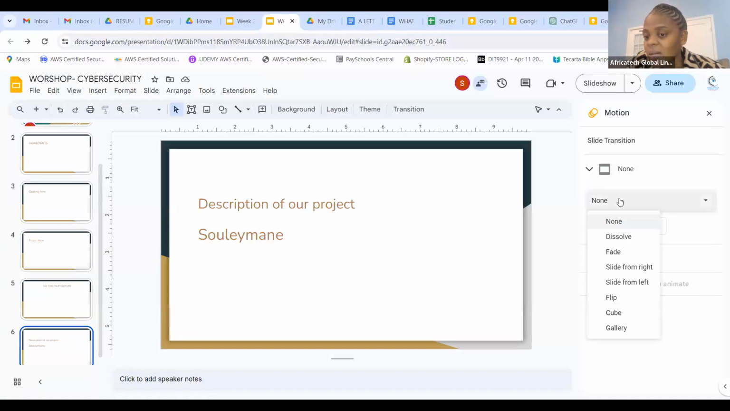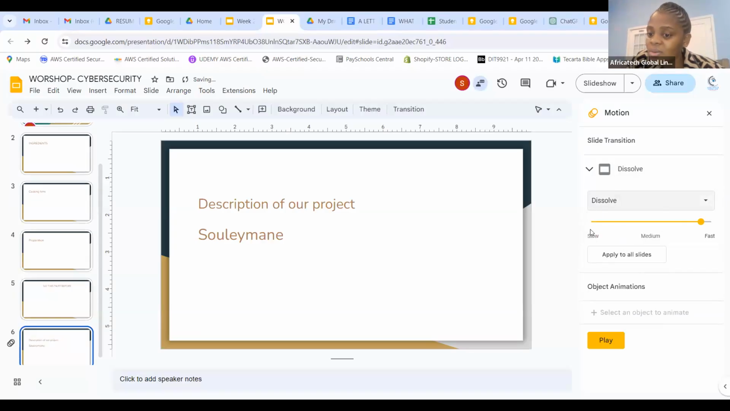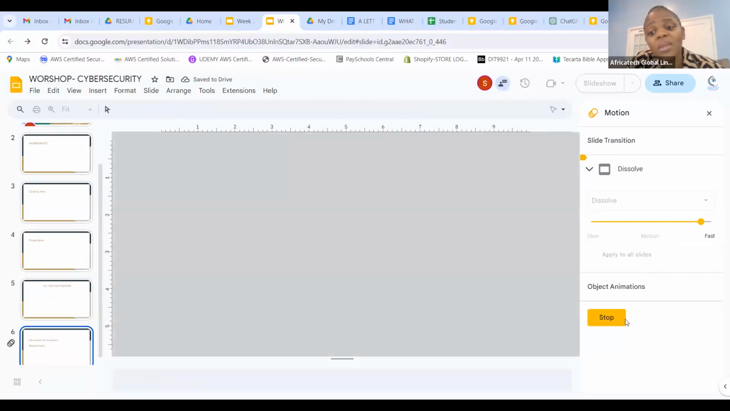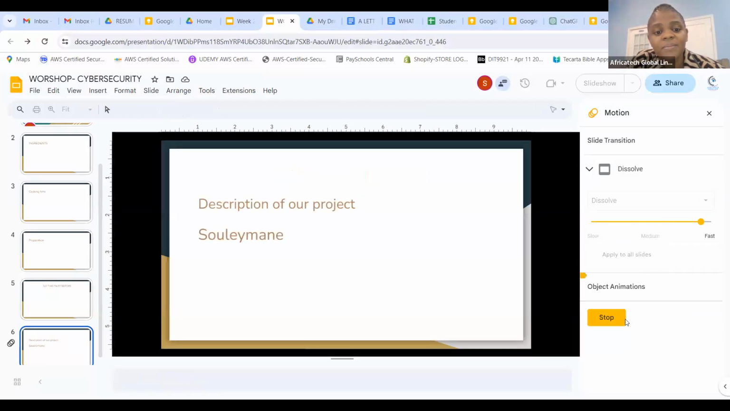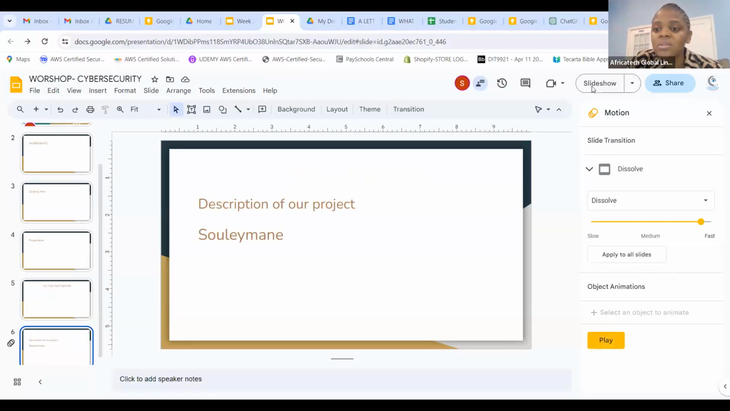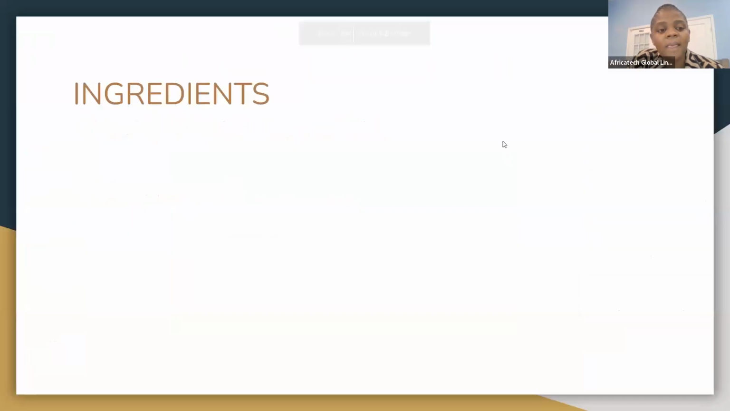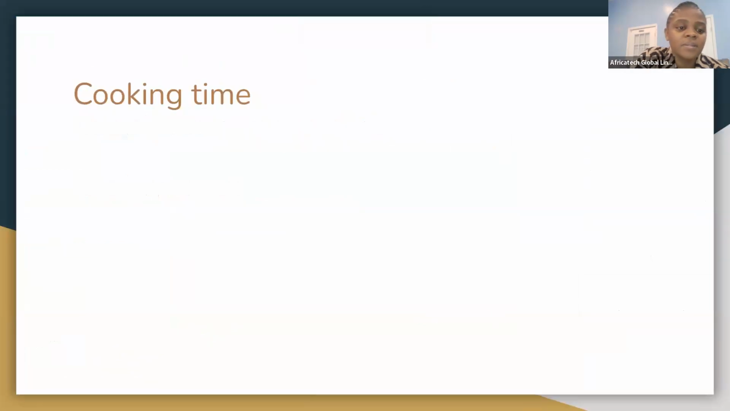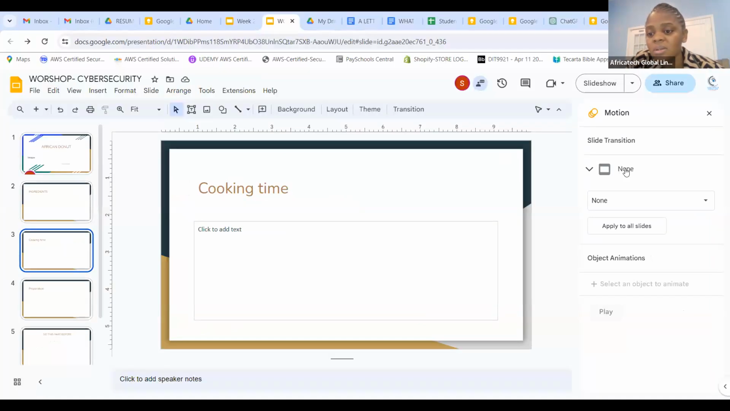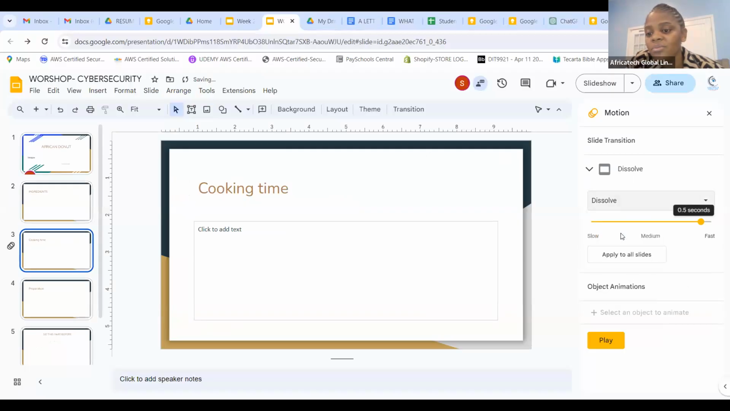It's none. Now, I want the slide to slide from right or to dissolve. And then it tells you the time, how it's going to do it. And then we can play and see how it's going to be. Okay. Let's do this. Maybe I did not save yet. Okay, still none and dissolve. And do you want to apply it to all the slides? Yes. Right? We say yes.